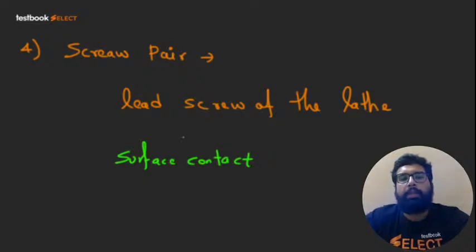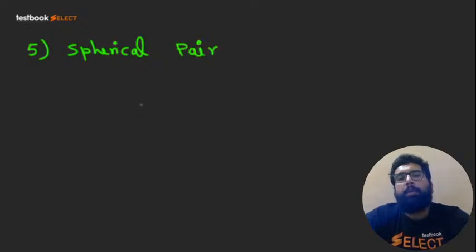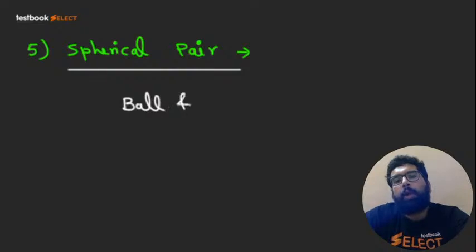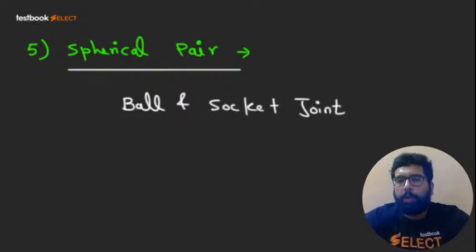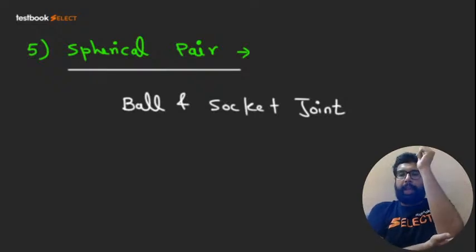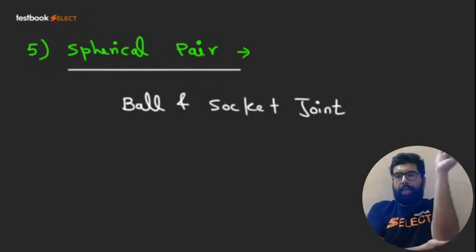Now moving ahead. The last one is the spherical pair. According to the relative motion, a pair can also be classified as a spherical pair. For example, the ball and socket joint. In our body, we have ball and socket joints. If you see my hand, I can move it like this, in 3-dimensional rotation.